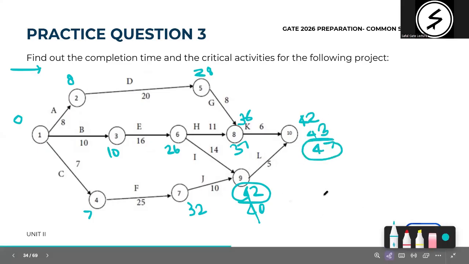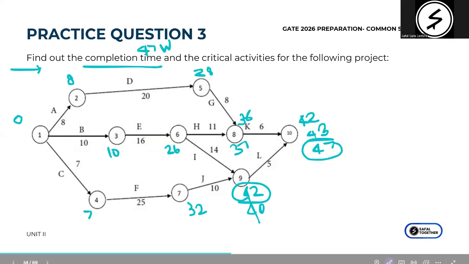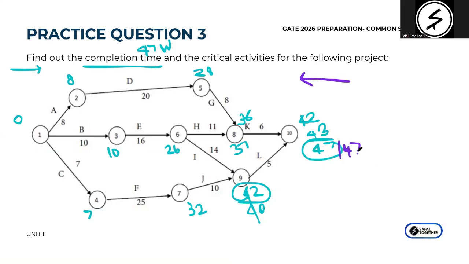Okay, so now we know what's the total duration of the project. So we have 47 weeks, the total duration. And now we go backwards and we do the backward pass. Okay, I'm just going to show the backward pass. So backward pass, so it is 47, we start with the same number. 47 minus 5 is 42.